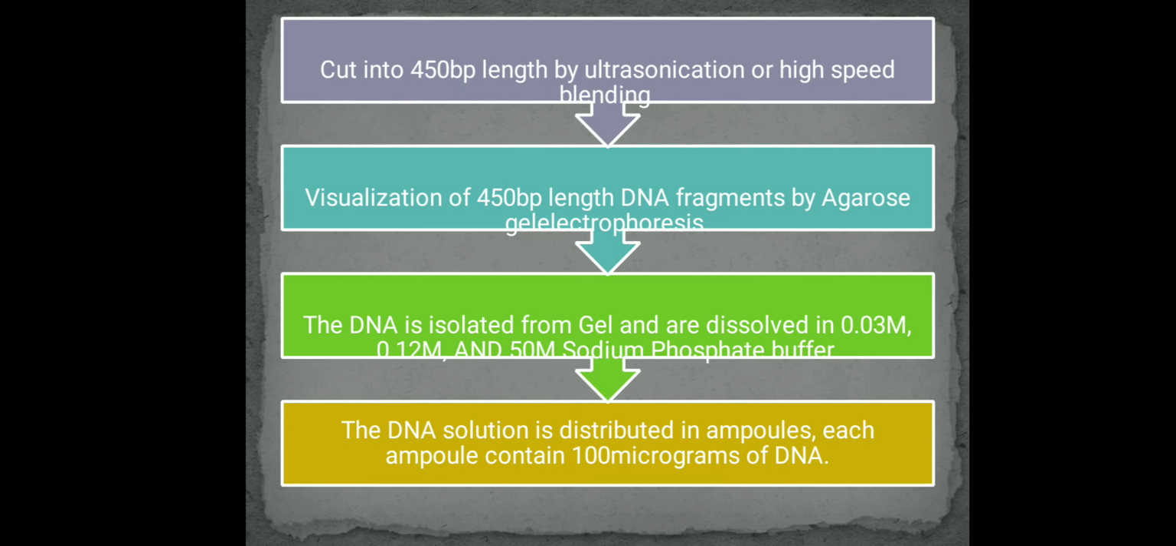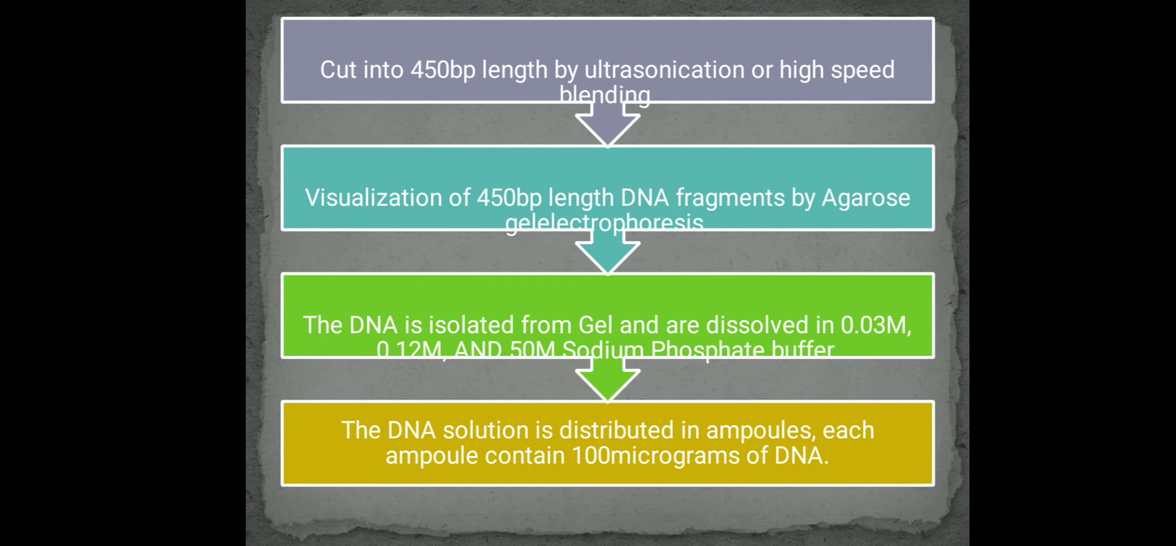After you isolate the DNA, you have to cut the DNA into 450 base pair length. Now how do you cut the DNA here? Using an ultrasonicator. You can use a machine known as an ultrasonicator to cut the DNA into 450 base pair length, or you can use a high speed blending technique. So using these two techniques, you're going to cut the DNA into 450 base pair length DNA.